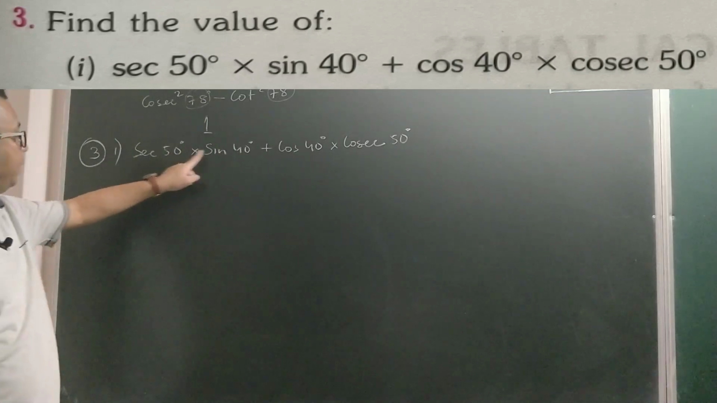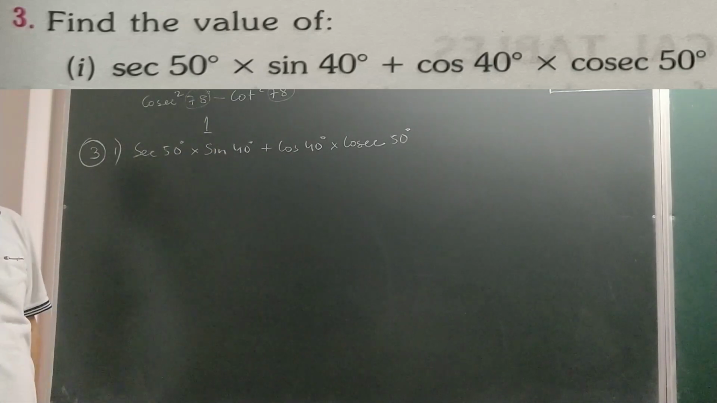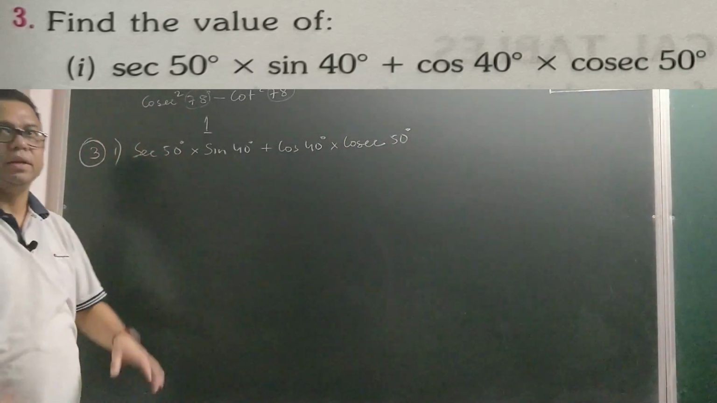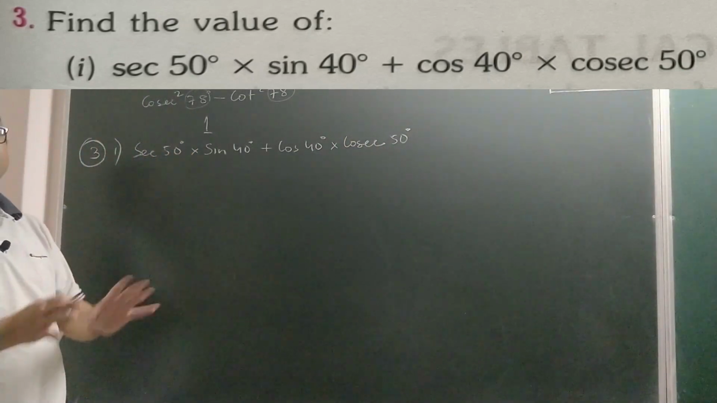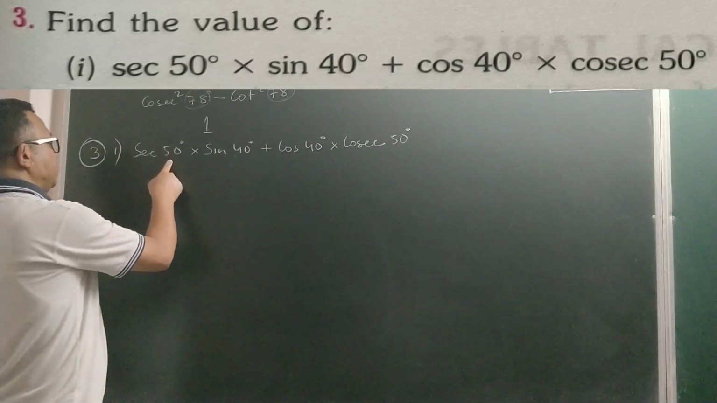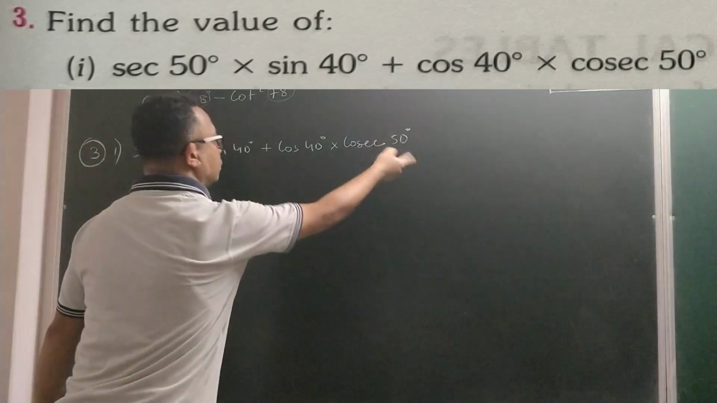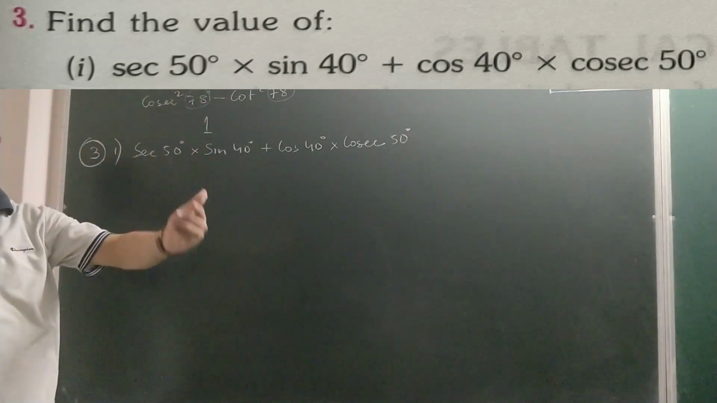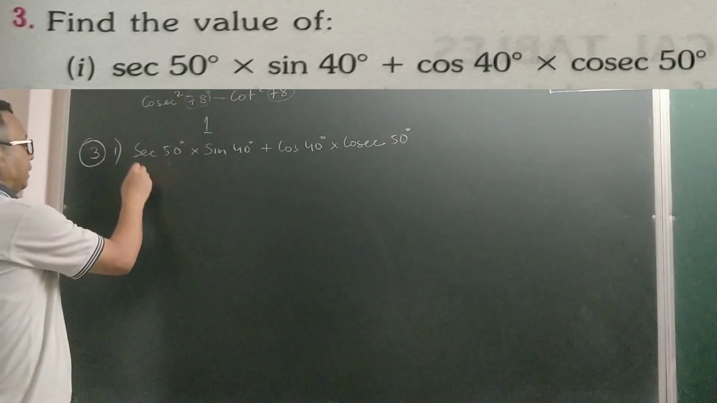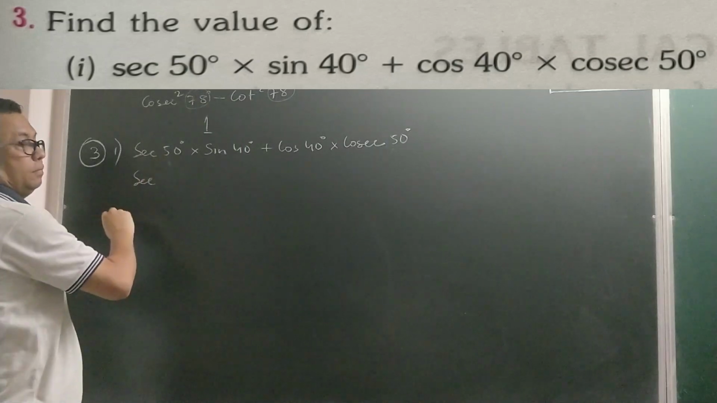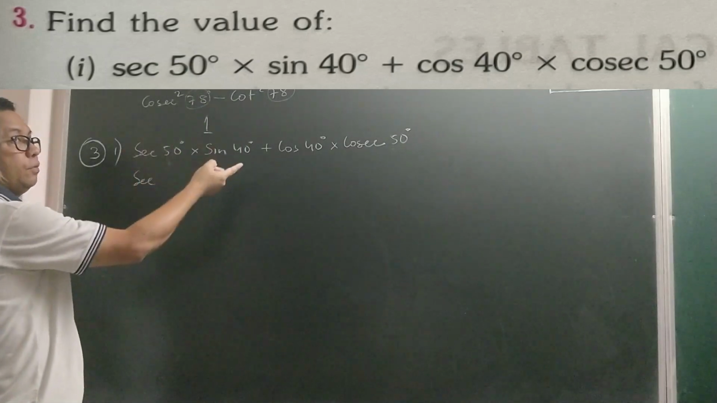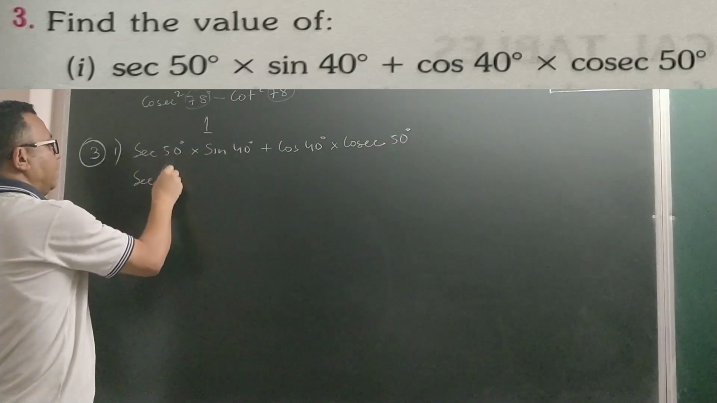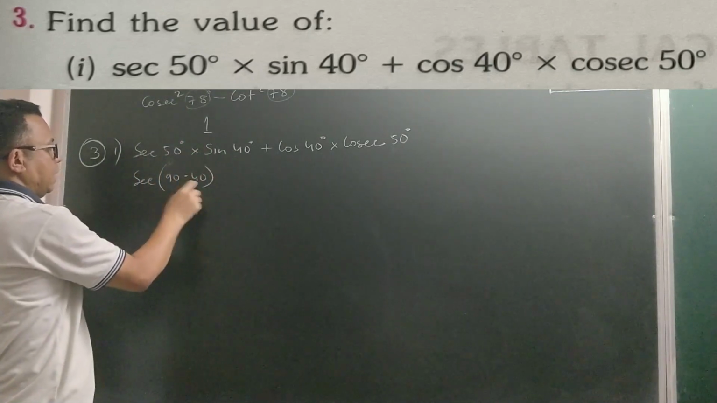Okay, 50, 40, again they are complementary. Again 40, 50, they are complementary. So change one of them. As far as possible, try to make all angles the same. So let me make this 50 into 40. This 50 also I'll change it into 40, so that in some cases we can apply that formula. So let's try to change everything into the same angle. Either you change this 50 into 40 or 40 into 50, it is your wish. I am changing 50 into 40. So this 50 I'll write 90 minus 40, because 90 minus 40 is 50.